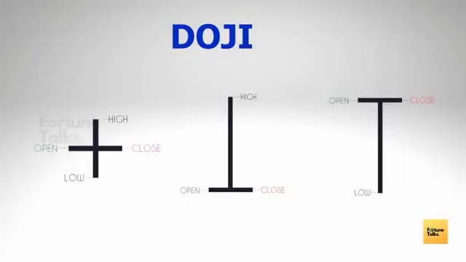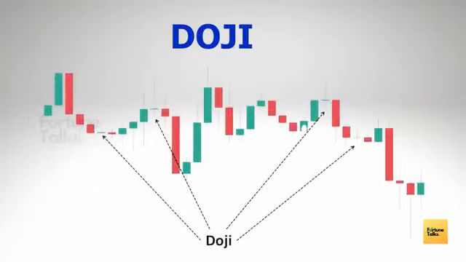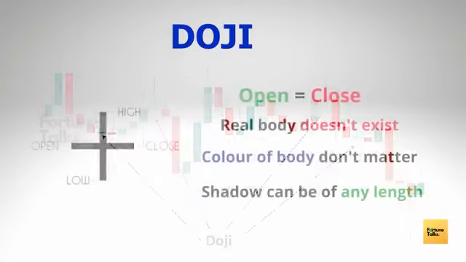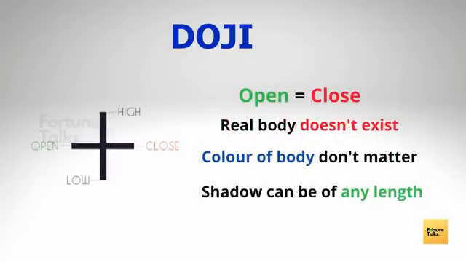Now lastly, let's talk about dojis. Dojis are similar to spinning tops except that they do not have a real body. This means the open and closing prices are equal. So the doji is an important candlestick pattern as it provides very crucial information regarding market sentiment. By a textbook definition, a doji suggests that the open price should be equal to the close price, which indicates that the real body does not exist.